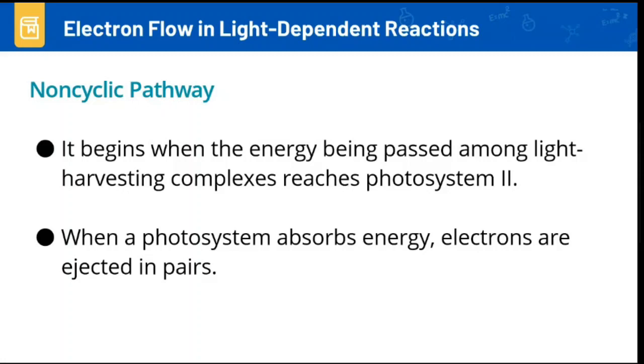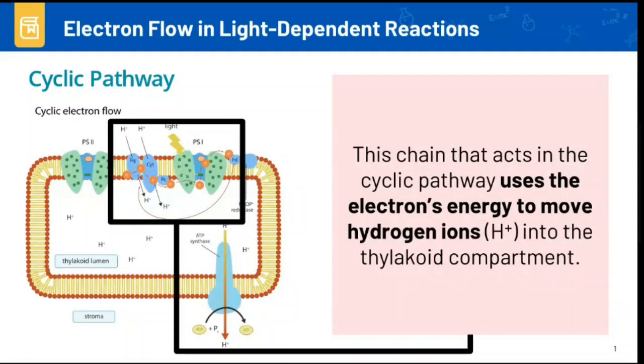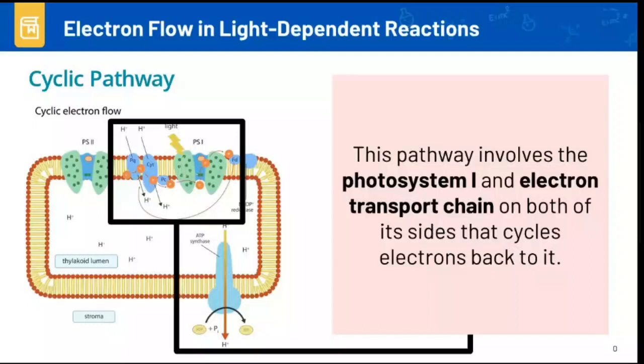Now, for the cyclic pathway naman. In this pathway, at high oxygen levels, or when NADPH accumulates in the stroma, the non-cyclic pathway stalls. So even when the non-cyclic pathway is not running, a cell can continue producing ATP molecules with this cyclic pathway. This pathway involves the photosystem one and the electron transport chain on both of its sides that cycles electrons back to it.